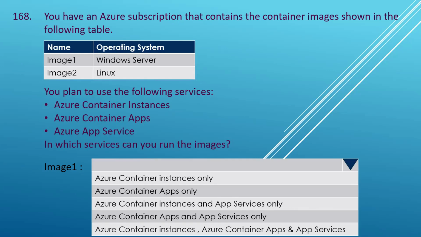The first one is regarding image 1. Your options are Azure Container Instances only, Azure Container Apps only, Azure Container Instances and App Services only, Azure Container Apps and App Services only, and Azure Container Instances, Azure Container Apps, and App Services, which is all three options. Folks, let's head to the Microsoft documentation of all the services to answer this.